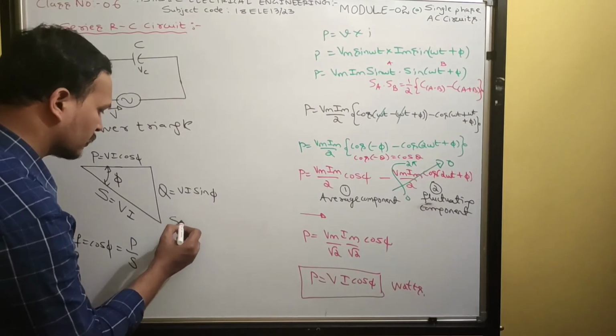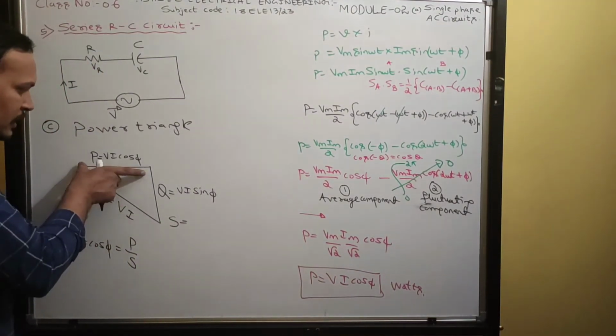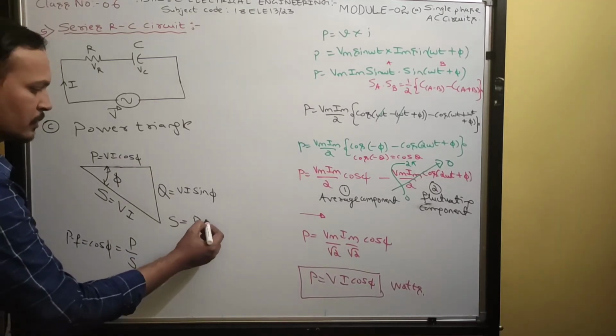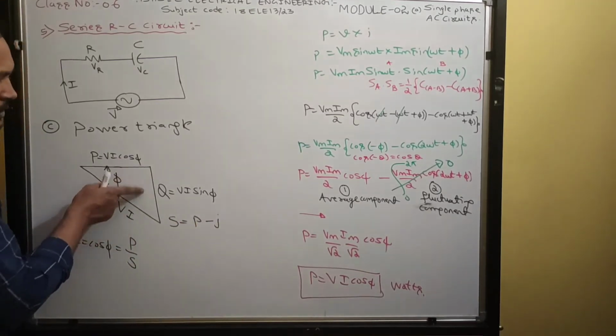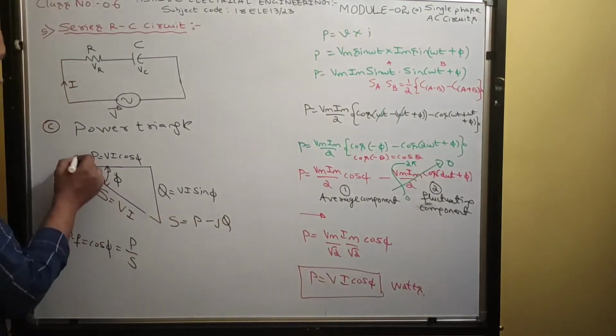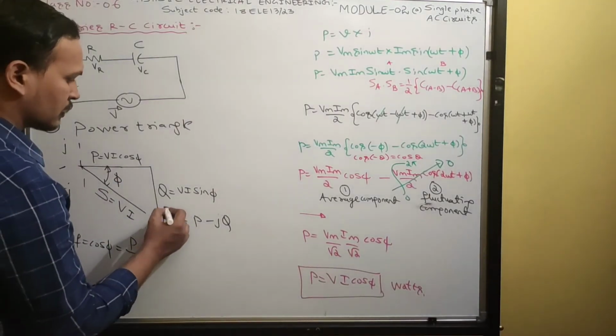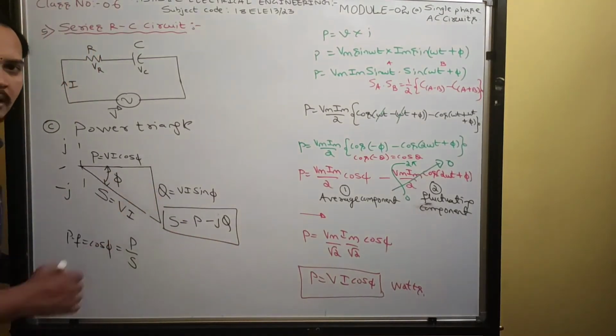Now represent the power in rectangular form. Total power is equal to real part P minus jQ. What is this component? Reactive component. Minus jQ. Write the quadrant diagram: this will be minus j and this will be plus j. Q lies on which? Minus j. So this is the complex power in rectangular form.